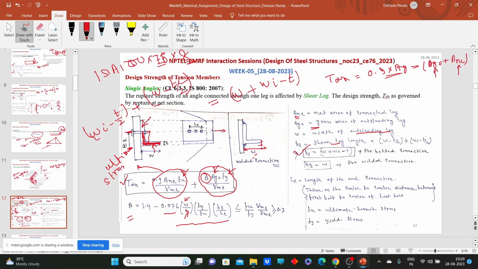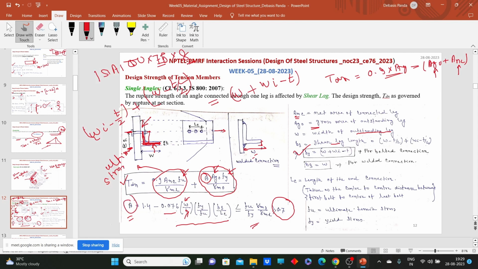But again, the code says to check your beta with this formula, fu by fy, gamma m0 by gamma m1, and the beta value should be equal to or greater than 0.7. That means beta can have a minimum value of 0.7. How much? 0.7. Okay, so now we can calculate the beta value.